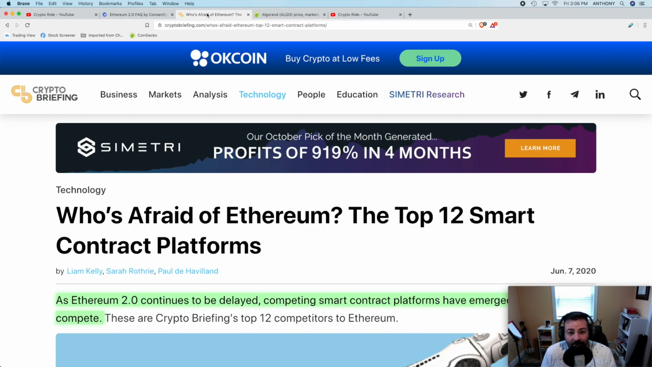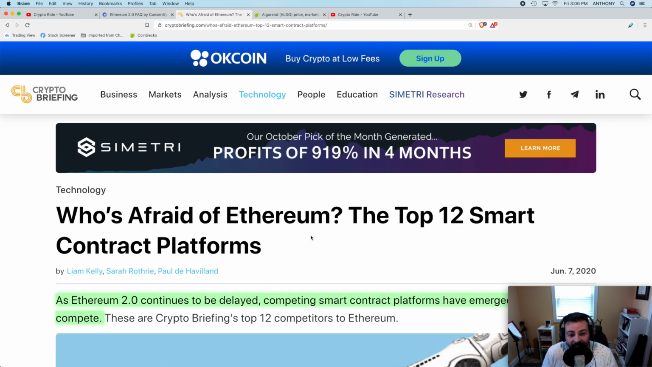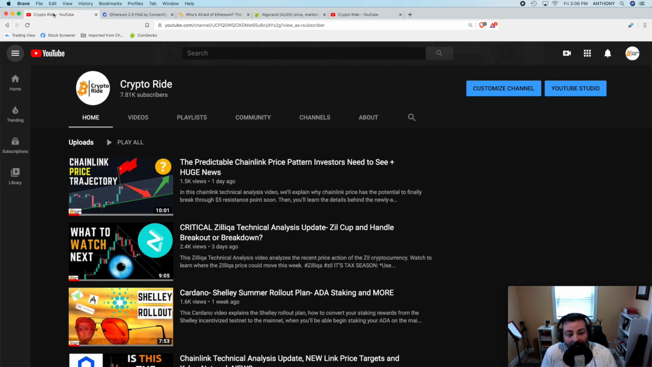Then we're going to get into some of the competitors, and we're actually going to talk a little bit about Algorand, which is one of Ethereum's direct competitors. I've got this article here from Crypto Briefing, which has 12 smart contract platforms that are competing with Ethereum. So we'll get into who some of those players are, and again, we'll go a little bit deeper into Algorand.